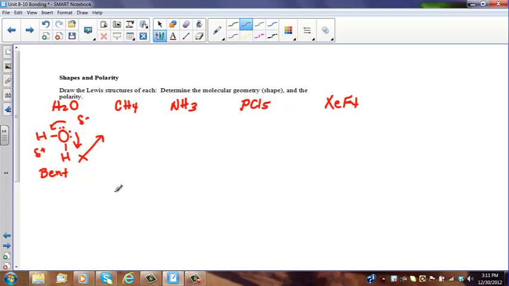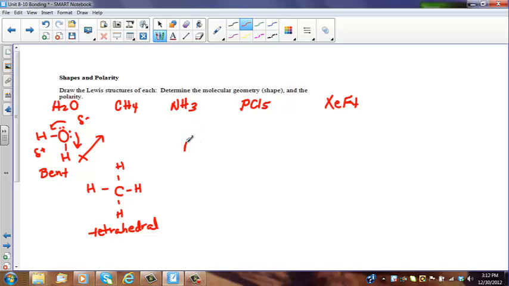CH4, pretty easy. You've got C, 4 H's coming off. This is nonpolar. The pull is equal and opposite, not to mention that C and H basically have the same electronegativity, so it's nonpolar. And this is going to be tetrahedral. Once you start drawing these and working with them, you'll learn the shapes pretty readily, except for some of the weird ones.